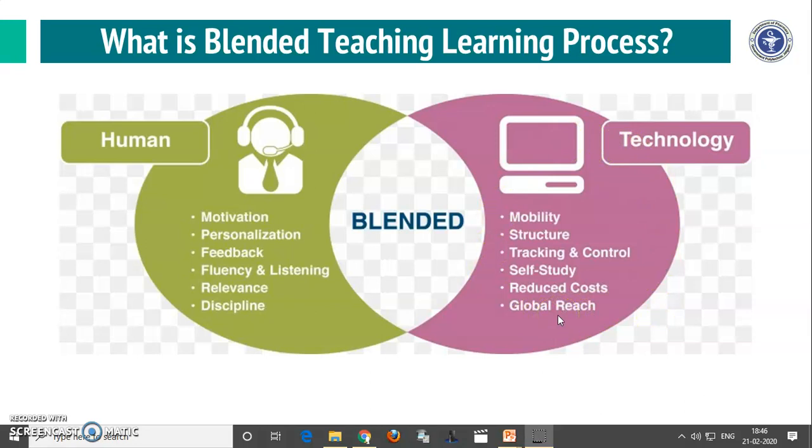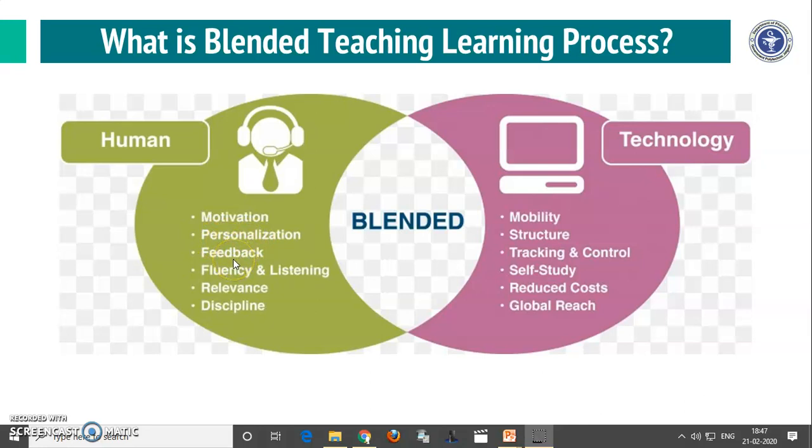But only online process cannot guarantee the proper learning outcomes, and therefore if you consider human intervention in face-to-face learning, the advantage is the motivation. The motivation of learning can be given only by teacher. The teachers can have the personalized attention to individual students.